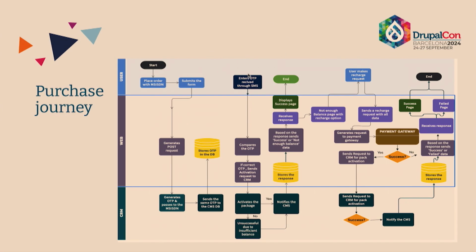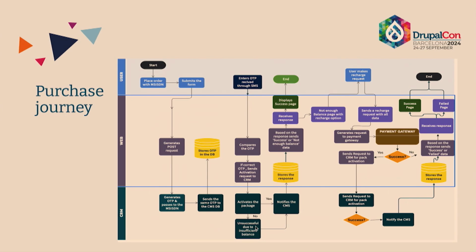After receiving the OTP, the user enters the OTP via the second step. The OTP is then collected by the web application, and it is compared with the one in the database. If the OTP matches and is correct, an activation request is generated and passed to the CRM. The CRM then checks the user's balance. If there's enough balance, the CRM activates the package and notifies the web application. And based on that, the web application displays the appropriate message.